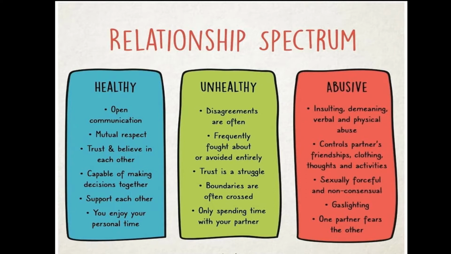Then we start to explore a little bit more about what an unhealthy relationship looks like. So disagreements are happening, and they're happening more frequently. There's frequently more fights, or the arguments are being avoided entirely. Trust is a struggle. Boundaries are often crossed, and they're only spending time with the partner and maybe forgetting about friends and family that are around them to support them.